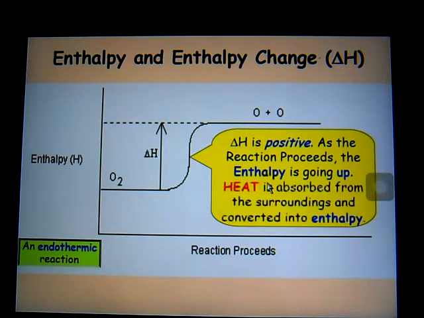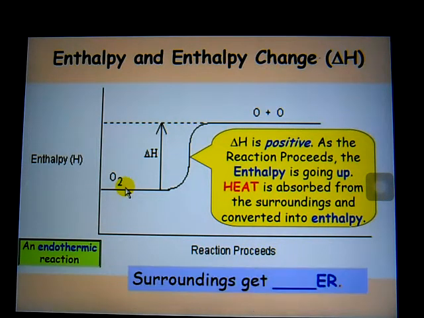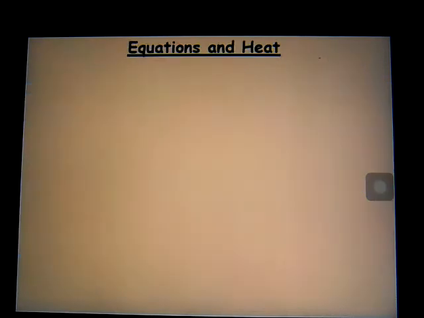Where does this enthalpy come from? Well, heat is absorbed from the surroundings, and the reaction changes heat into stored energy, or enthalpy. So the products have more stored energy, or enthalpy, than the reactants. So what do you think will happen to the temperature of the surroundings? They'll get cooler because the surroundings are losing heat. It's being converted to enthalpy by the reaction.